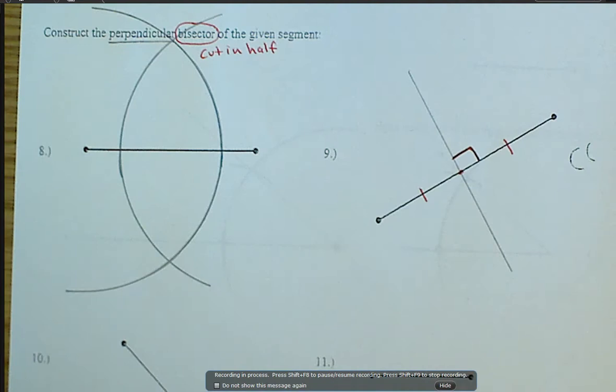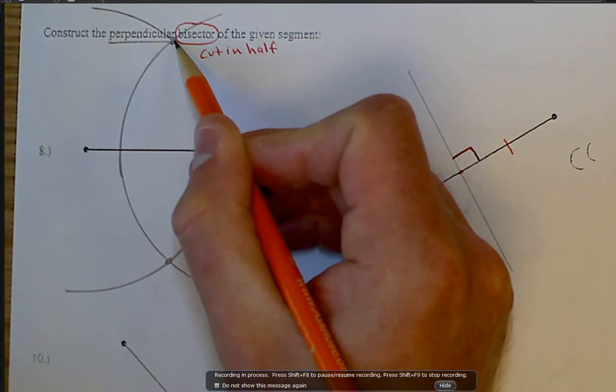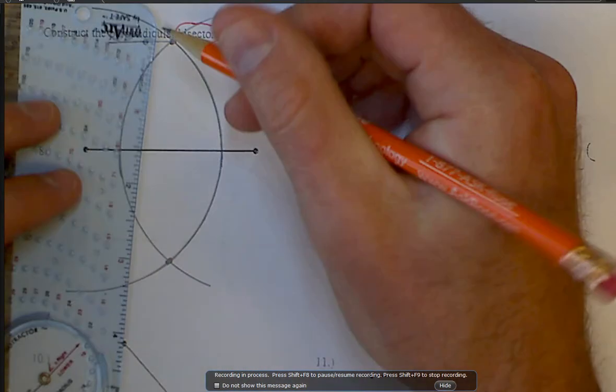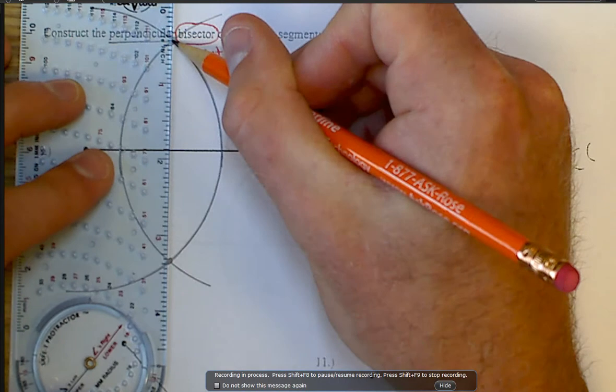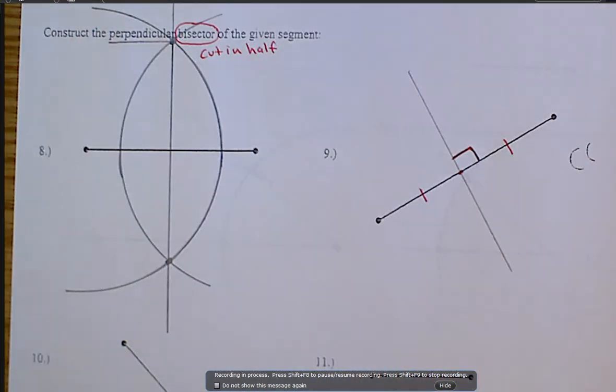Looks like that. Kind of looks like an Under Armour sign or a fish, right? Now the 2 points that are important are the intersection of the 2 swoops. So I'm going to kind of darken those in here for you. The last step is just taking your straight edge and lining up those 2 points and drawing a straight line right in between them. And there's your perpendicular bisector.